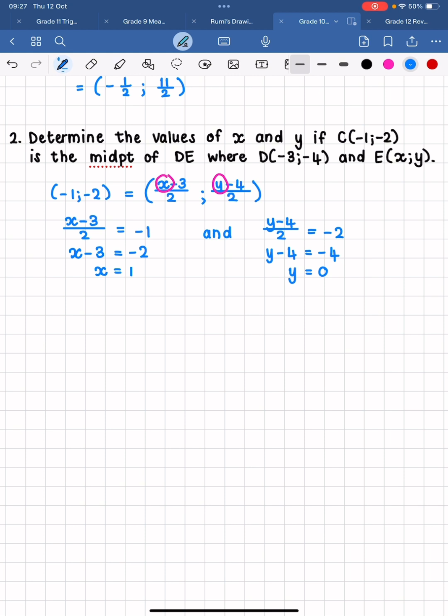Alright, so we've solved for x and y. That's what they asked for. And the question said determine the values of x and y. If they asked for the coordinates of E, could we leave it like this? No, we would have to, and I'm just going to write this in. Just as a reminder, if they ask for the coordinates of E, you would have to write E is (1, 0).